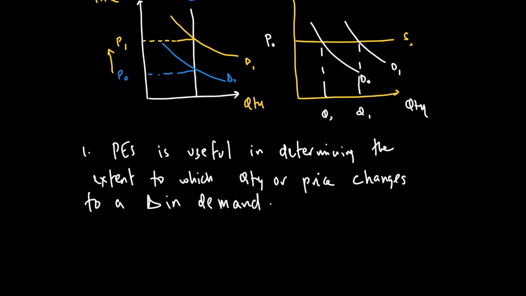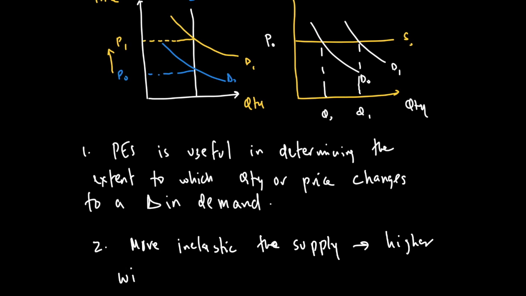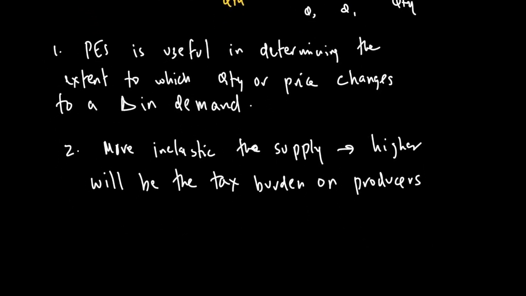So number 2, the more inelastic the supply, the higher will be the tax burden on producers. So producers, knowing that if they're selling an inelastic good, taxes will affect them more. The producer, knowing that they're producing an elastic good, knows that the tax burden will fall more on the consumer.